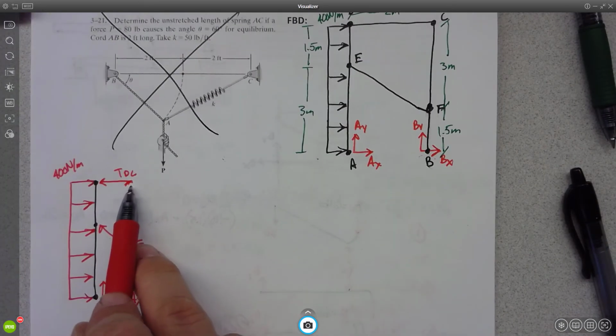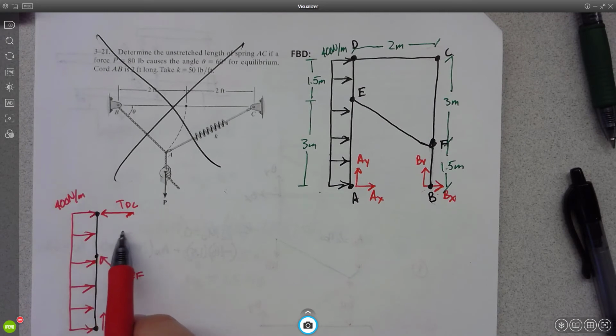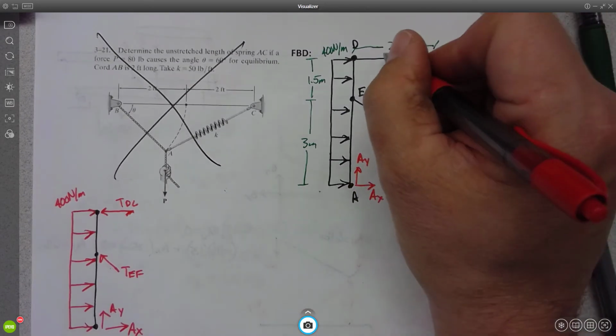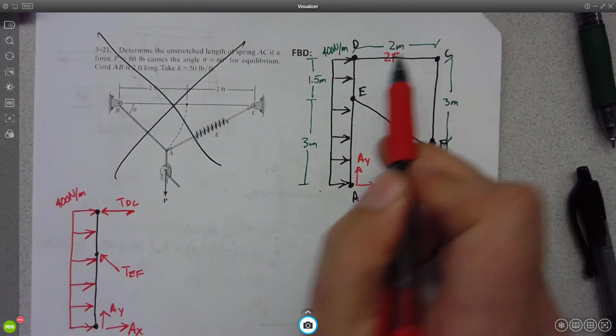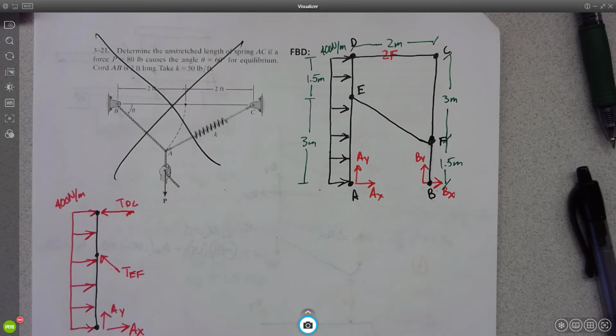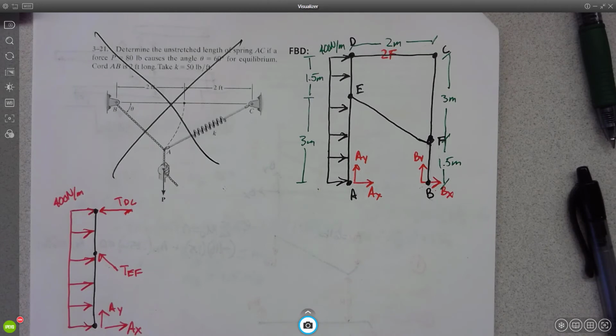Why can I write this TDC as only horizontal? Why doesn't it have a vertical component, it's a pin joint? Because this is a two-force member, right? So we know that the force has to be along its axis. Can I solve for these forces with this? Why can't I just solve right now? I have 4 unknowns and 3 equations, okay?